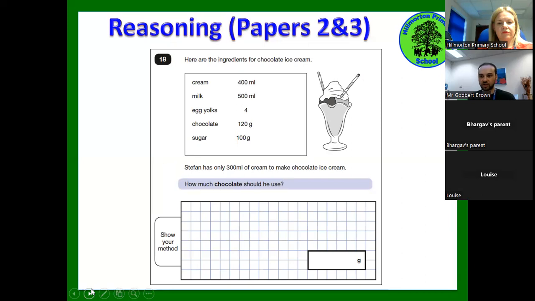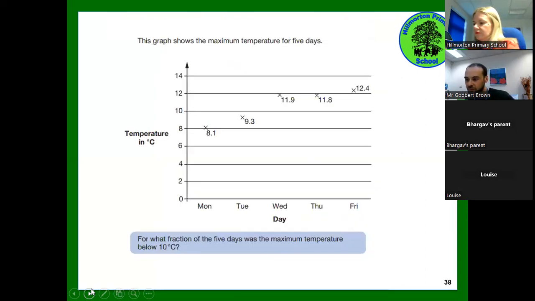They could put it into ratio, fractions, and then find out their answer. But as long as they're showing their steps, what they're doing, they might pick up that mark, even if they don't get the question fully correct at the end. And then the next one is a graph showing the maximum temperature for 5 days. For what fraction of the 5 days was the maximum temperature below 10 degrees Celsius? So they'd be looking and reading the graph and interpreting the data to find out those answers.